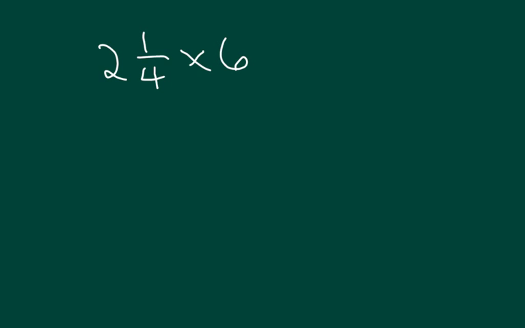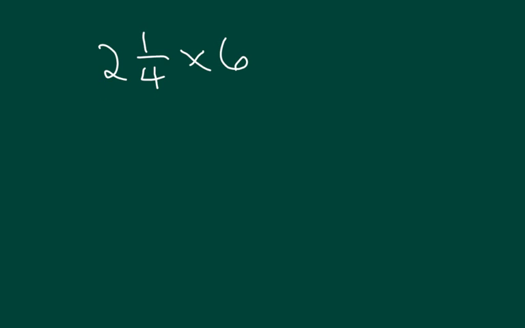Lesson 86 is on multiplying fractions and mixed numbers, and in this lesson, you're going to encounter mixed numbers times mixed numbers, and mixed numbers times fractions. 2 1/4 is the mixed number in this example. Of course, 6 is a whole number. This is called a mixed number because it has a whole number and a fraction part. 2 is the whole number, 1/4 is a fraction.